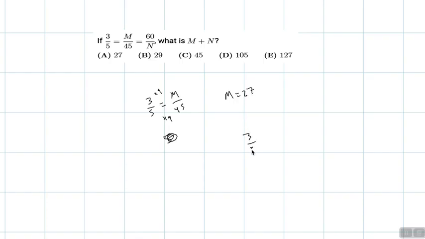And 3/5 also is equal to 60 over n. What we did here was multiply by 20, the 3, so we need to multiply 5 by 20. 5 times 20, n should equal 100. So m plus n is 100 plus 27. Answer choice E, 127.